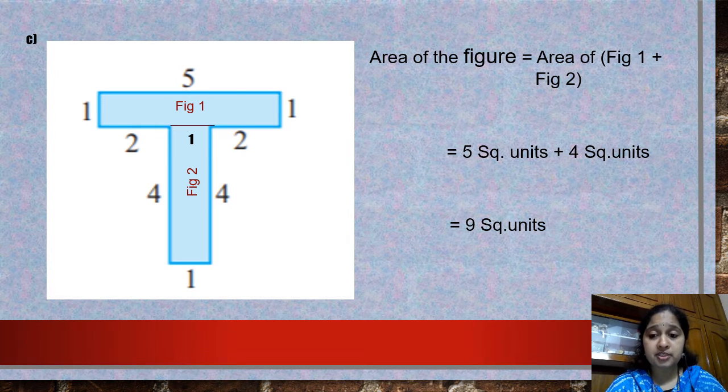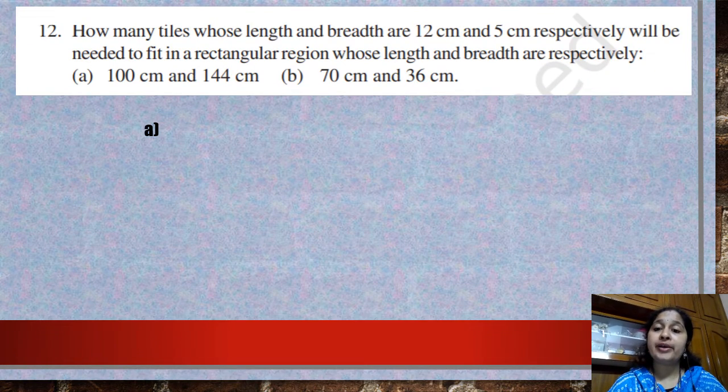It is very important. Is it clear? Now let's move on to the 12th question. How many tiles whose length and breadth are 12 centimeters and 5 centimeters respectively will be needed to fit in a rectangular region whose length and breadth are respectively 100 centimeters and 144 centimeters? That is the A bit, and the B bit is 70 centimeters and 36 centimeters.